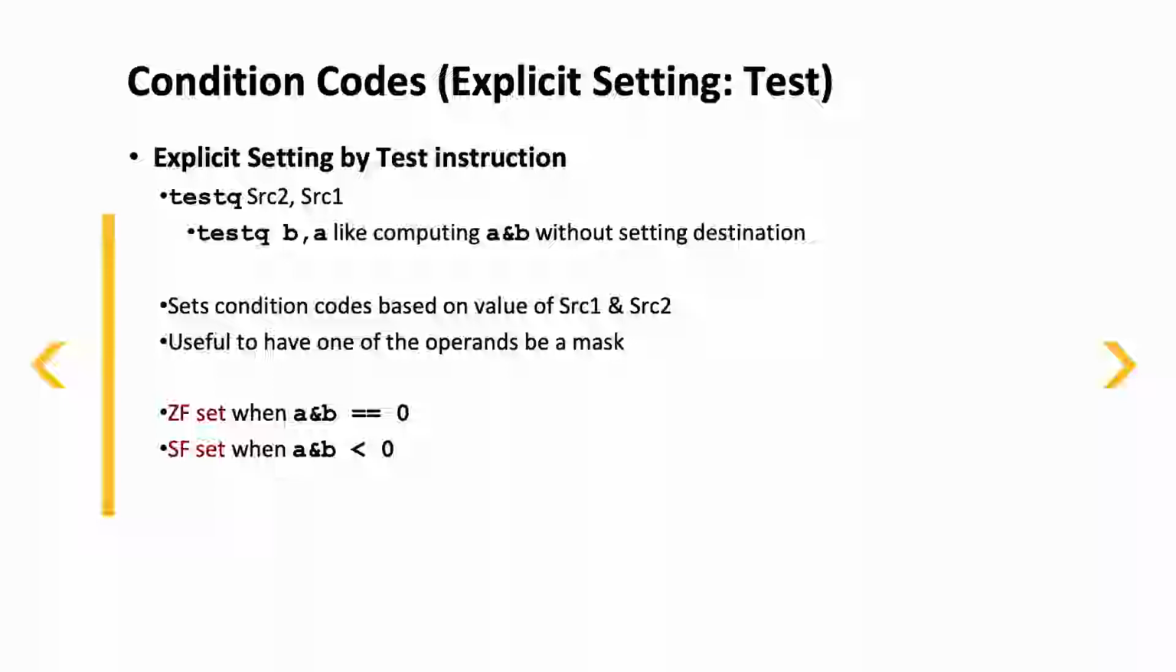So this is a useful thing to use with a mask, all right? If I want to have a mask that I want to apply, I can just go ahead and directly specify one of the values and then compare it to something else to set my condition codes that way.